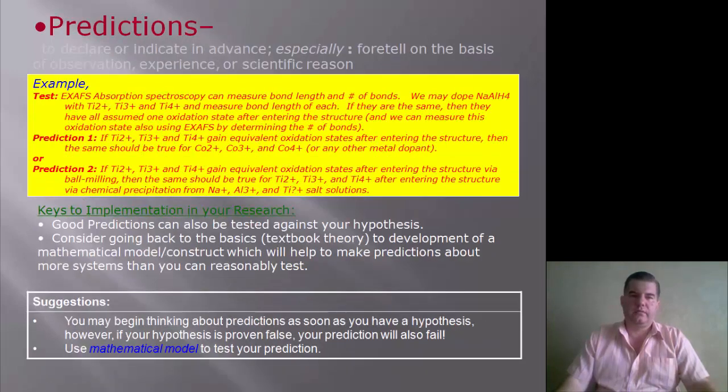Predictions: to declare or indicate in advance, especially to foretell on the basis of observation, experience, or scientific reason. Keys to implementation in your research: good predictions can also be tested against your hypothesis. Consider going back to the basics, textbook theory, to the development of a mathematical model, a construct which will help to make predictions about more systems than you can reasonably test.